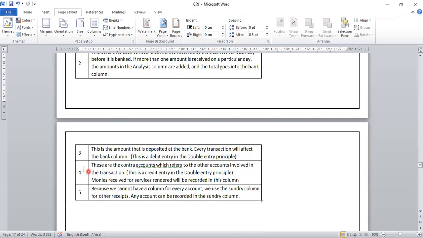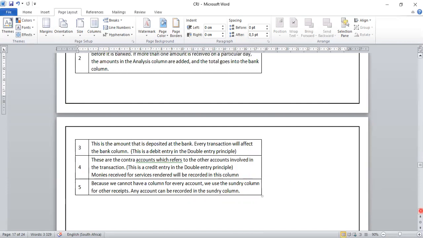Then we got our current income column. These are contra accounts, which refers to the other accounts involved in the transaction. This is a credit entry in the double entry principle. Monies received for services rendered will be recorded in the column. Then, as I hope you are following on page 5 of your resource pack.